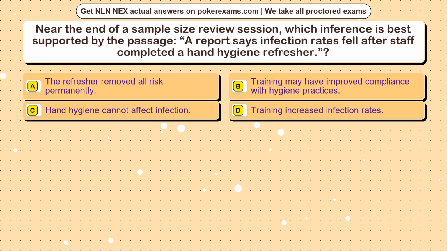Question 19. Near the end of a sample size review session, which inference is best supported by the passage? A report says infection rates fell after staff completed a hand hygiene refresher. Option A. The refresher removed all risk permanently. Option B, training may have improved compliance with hygiene practices. Option C, hand hygiene cannot affect infection. Option D, training increased infection rates.